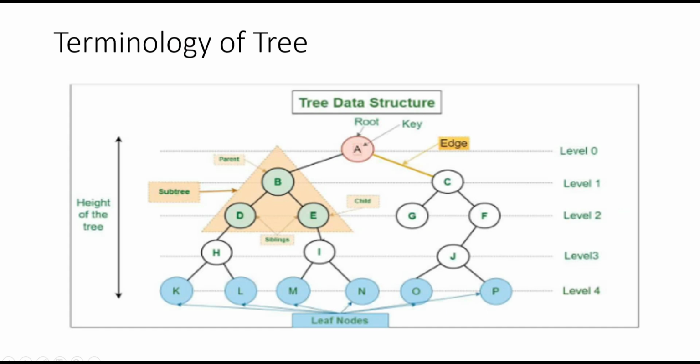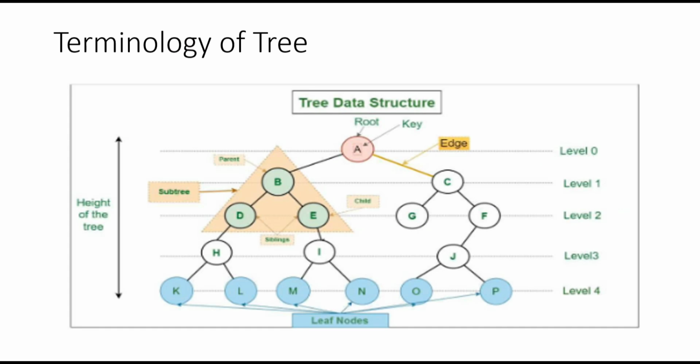The last nodes, at level 4, are the leaf nodes. A node which has no children is called a leaf node. This is the height of the tree: the number of edges present in the longest path to the mentioned node. The height of the tree is nothing but the height of the root node. This is all about tree terminologies.